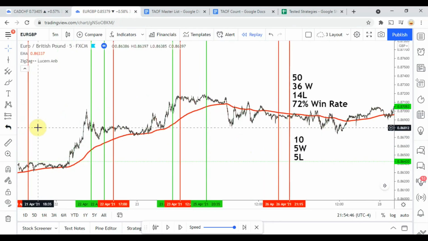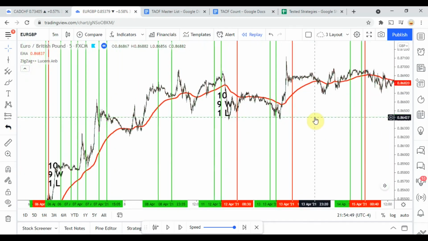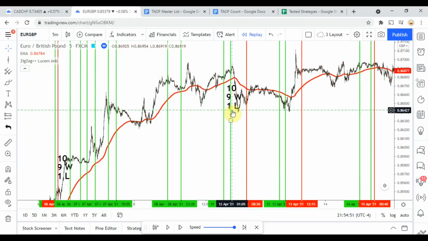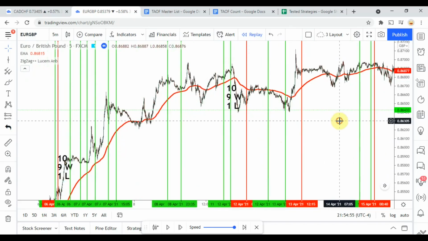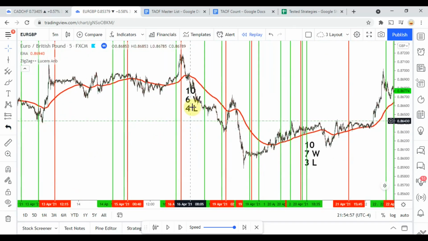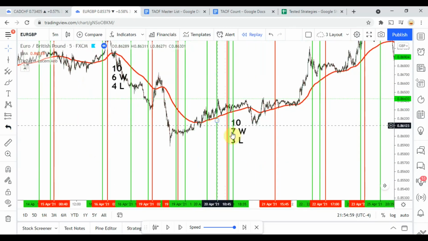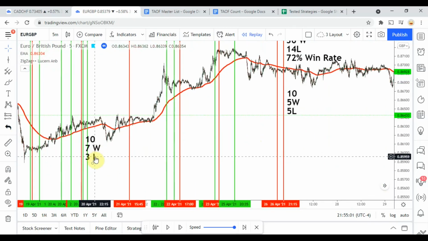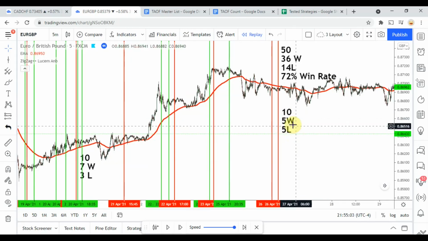There were a few instances where out of 10 trades, you got 9 winners and only 1 loser. I actually did that twice, and then from there it started to kind of level off. 6 winners, 4 losers, 7 winners, 3 losers, and then this 10 was probably the worst with 5 winners, 5 losers. A 50% win rate. But even at that, with the risk reward, you would still be profitable.